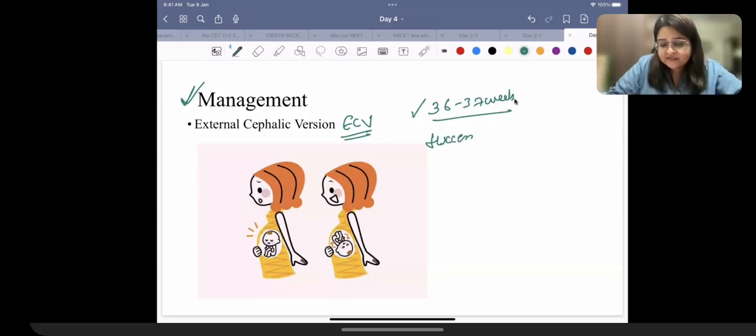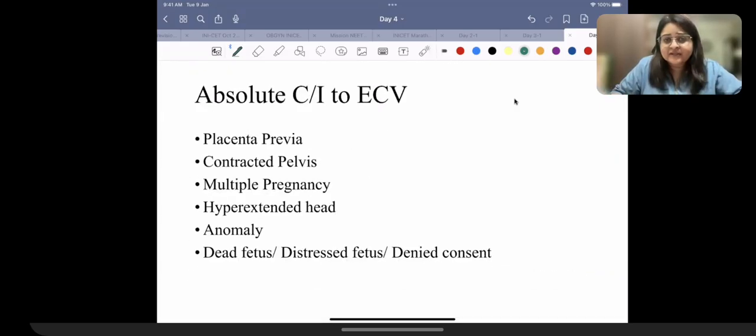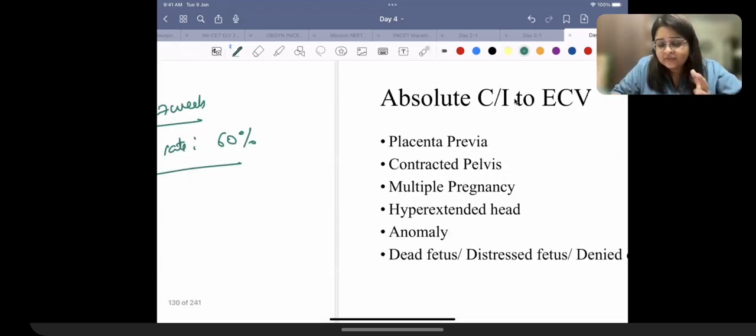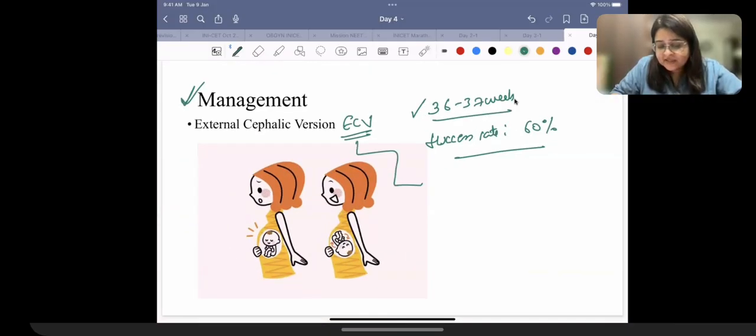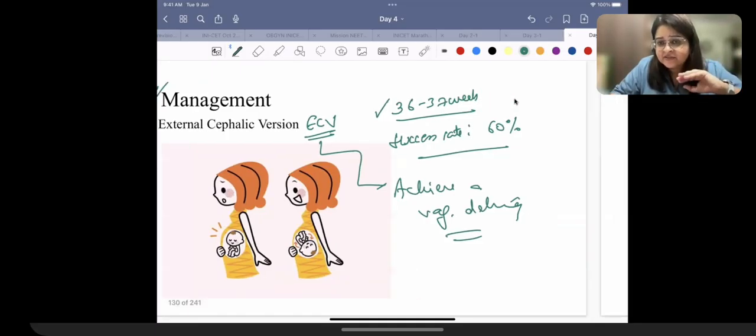What is the success rate? The success rate is almost 60%. So this should be offered to all women. If there are no contraindications, you should offer it to all women who have a breech presentation. What are the contraindications when you can't? So what is your aim of doing an ECV? Your aim of doing this is to achieve a vaginal delivery. अगर vaginal delivery वैसे possible नहीं है तो इसको करने का कोई फायदा ही नहीं है. If you can't achieve a vaginal delivery, if you're anyway going to do a cesarean section, then there's no point doing this and putting the patient and the baby mainly at risk, right?